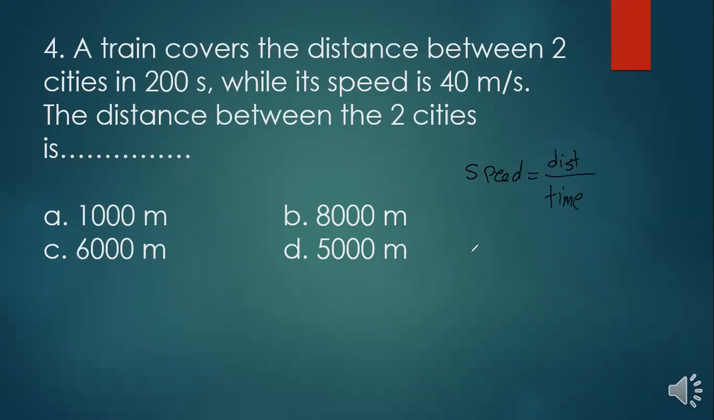So rearranging the formula gives us that distance is equal to speed times time, right? Which gives us 40 times 200, and that would be 8,000 meters, right?